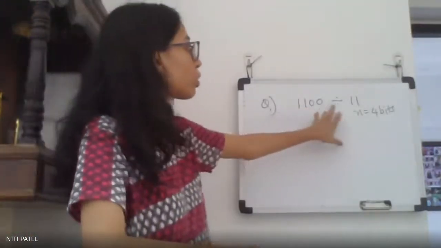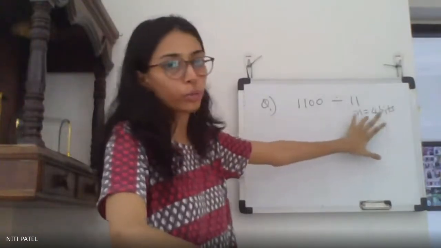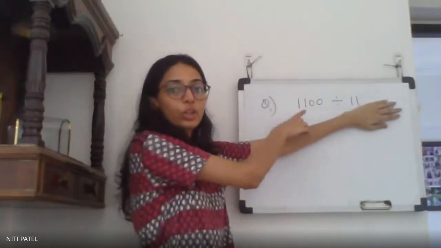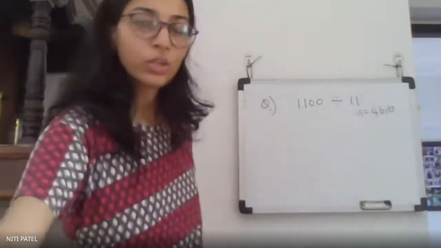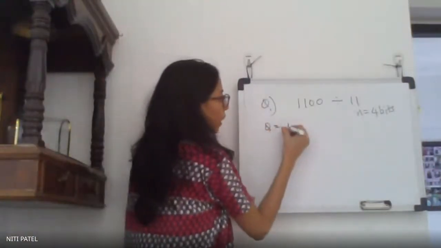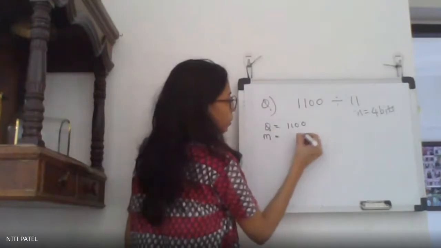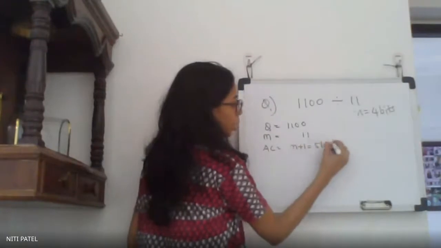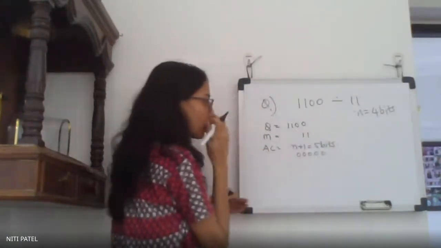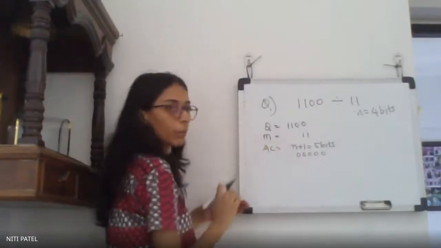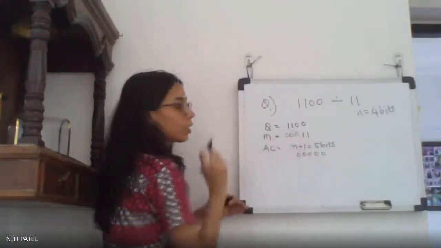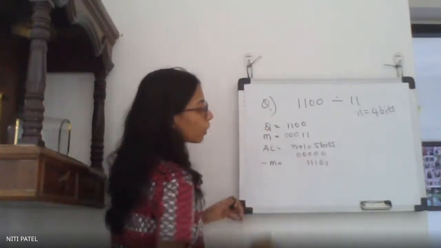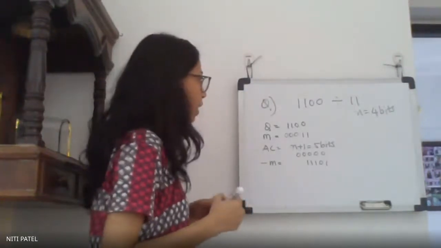So we have 1100 divided by 11, where n is 4 bits. If this is not given, how much will be your n? Depending on the number of bits in your Q, that is 4 bits. So we know what our Q is, it is 1100. We know what our M is, it is 11. Now your AC is n plus 1, which is 5 bits, so 5 zeros. The bits in your AC should match the bits in your M, so you will append 3 zeros. Minus M will be the 2's complement of M, which will be 11101.